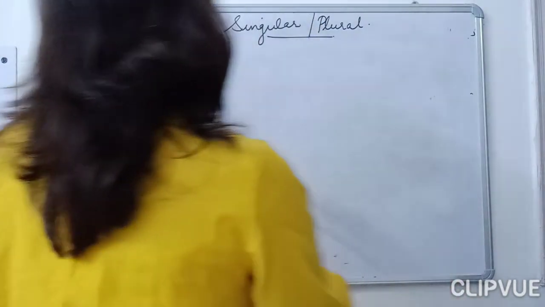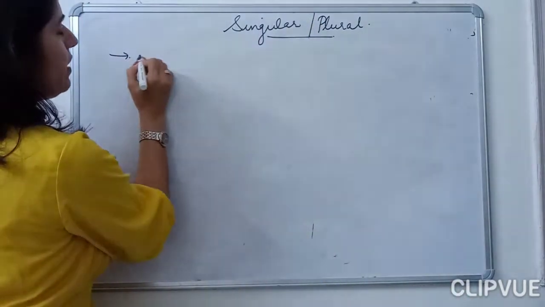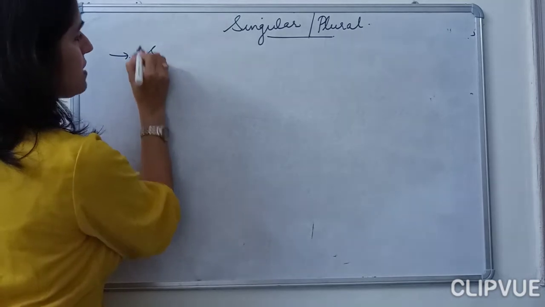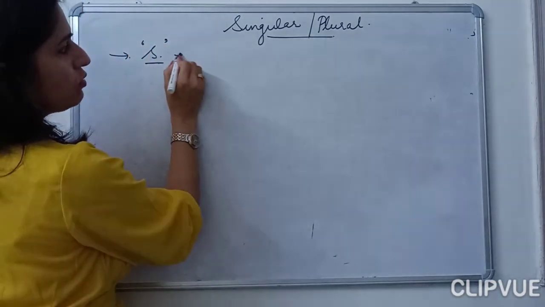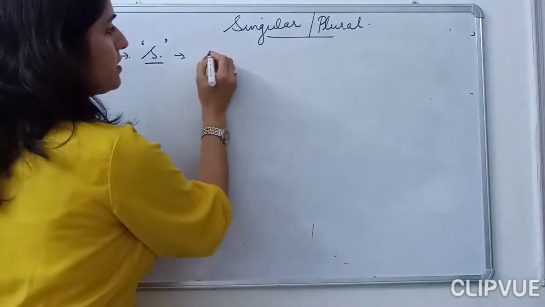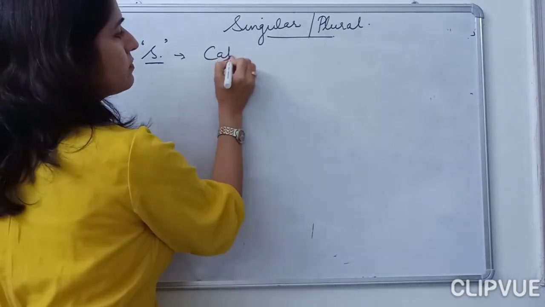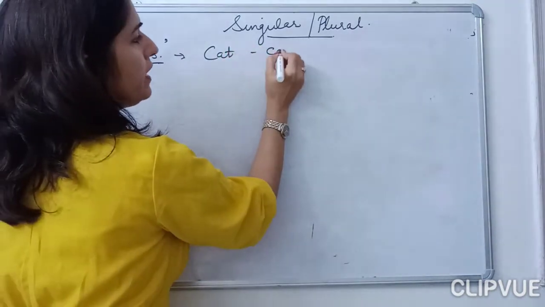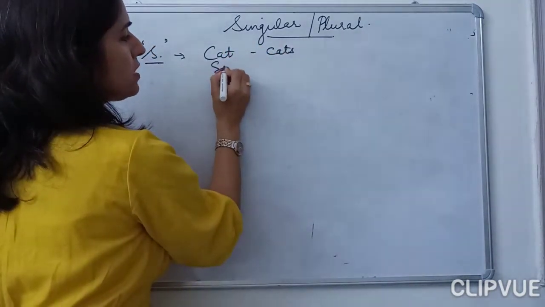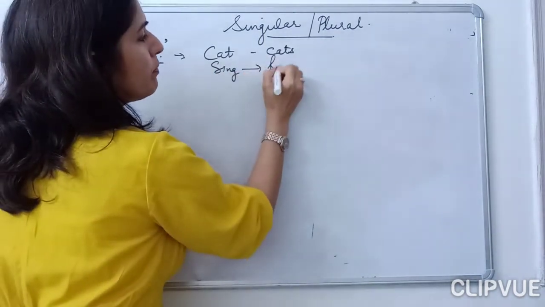Now let's see, children. The first one is when we are adding s to the noun. How does it happen, children? Suppose I write cat. If I add s, it will become cats. So from the singular to the plural.